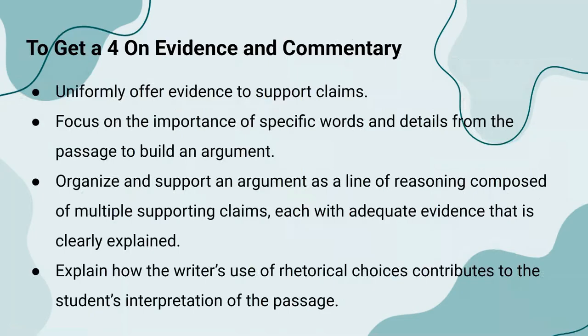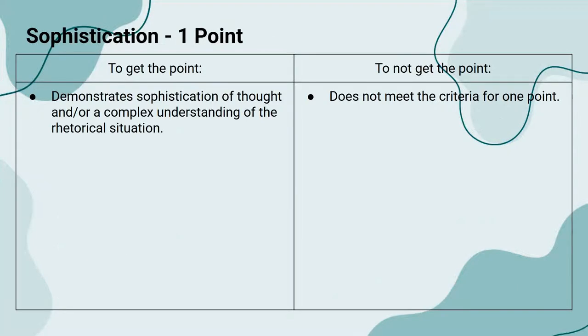However, the challenge with that is you might not be great at pointing out those choices and you don't have that much time to take the test. So let's talk about the final point, the most challenging point, sophistication. This is one point. To get the point, you demonstrate sophistication of thought and or complex understanding of the rhetorical situation. And to not get the point, it does not meet that criteria.